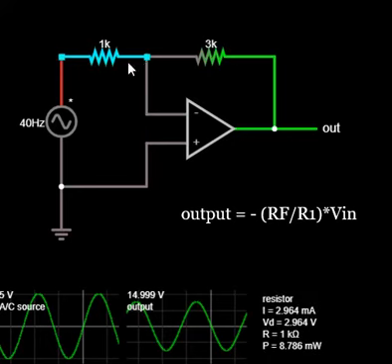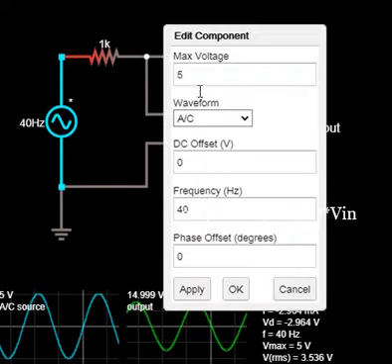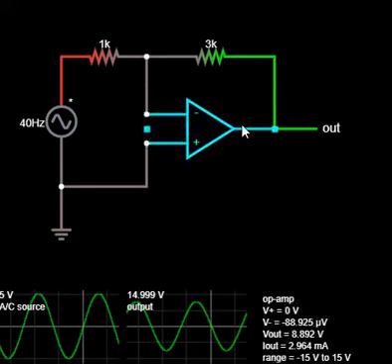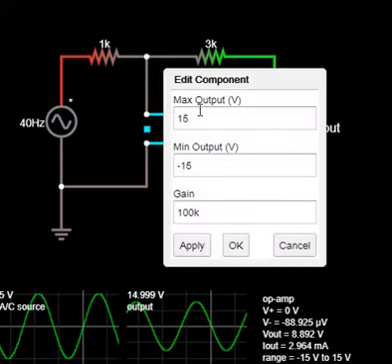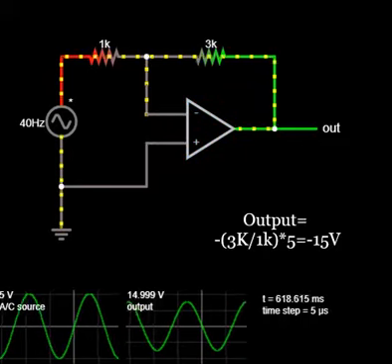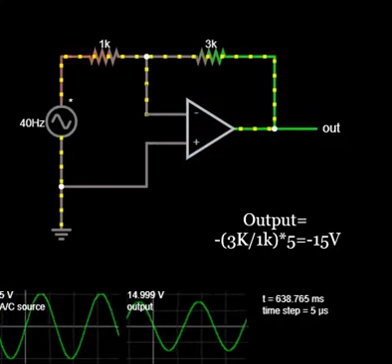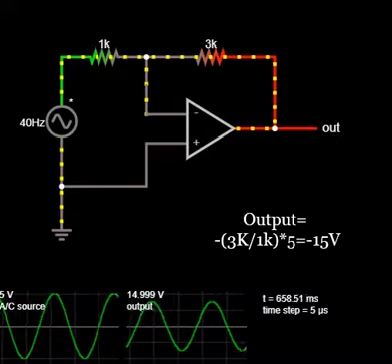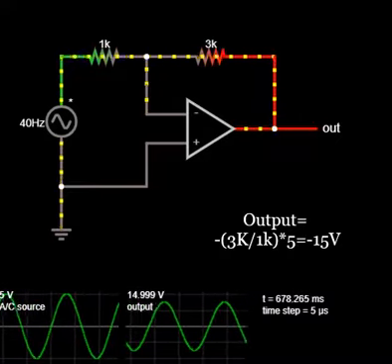Here we have an inverting amplifier circuit wherein we have provided an input voltage of 5 volt with 40 hertz frequency, and the signal is an AC signal that we are going to apply, and this is the maximum limit of the power supply, plus 15 and minus 15 of the op amp. And we have applied a feedback resistance of 3 kilo ohm and 1 kilo ohm value of resistance R1.